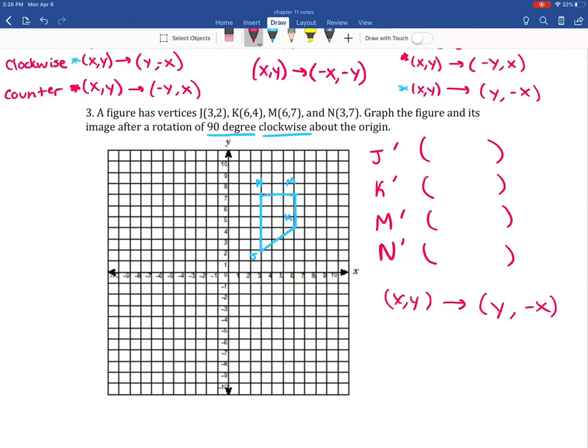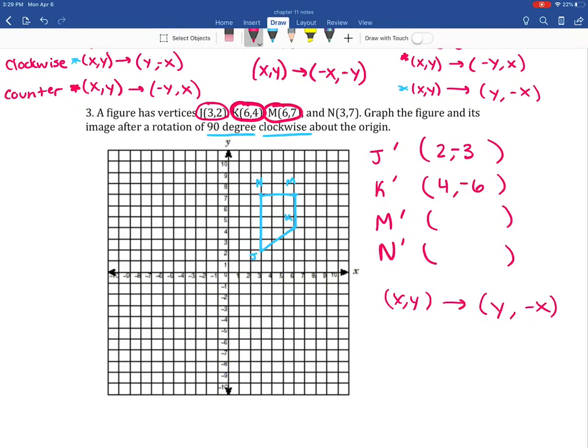So let's start with the first one. J was 3, 2. So the first thing I'm going to do is switch them. Second thing I'm going to do is the thing that was x before becomes the opposite sign. So I noticed the 3 was positive, it's now negative. Now look at K. I'm at 6, 4. First thing you're going to do is switch them. 4, 6. And then the one in the second position changes signs. It was positive, so now it's negative.